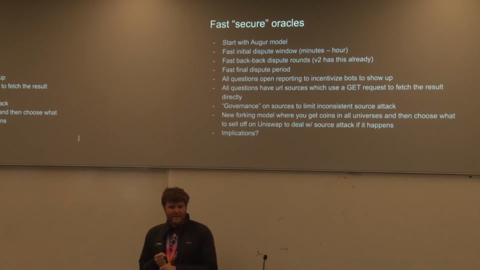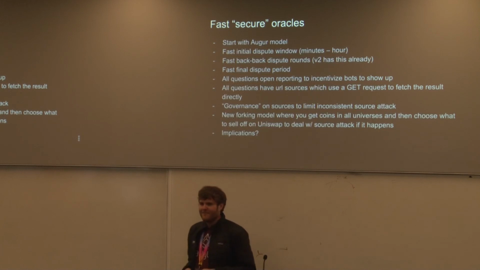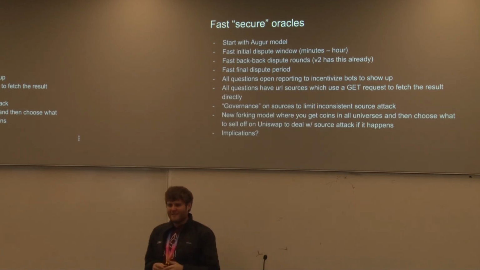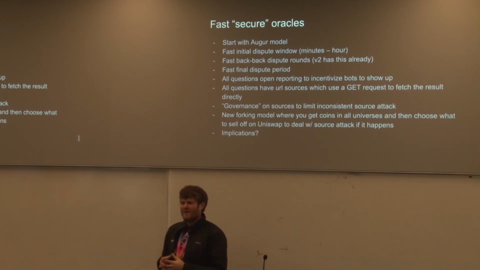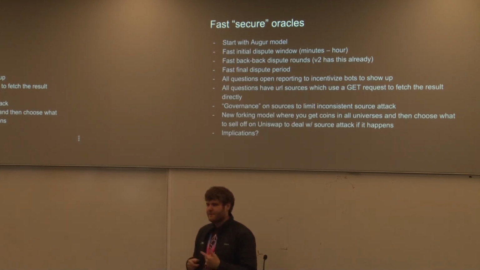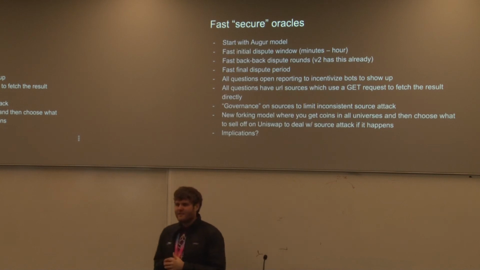One way to get around that is to have governance on what sources you can use, which I'm not particularly a fan of. Another way is to switch the forking model up and make it so that you get stake in all the universes when a fork happens, and then you can choose which one you want to sell off. This solves the problem of what happens if somebody makes an inconsistent source and I lose money, because you wouldn't.